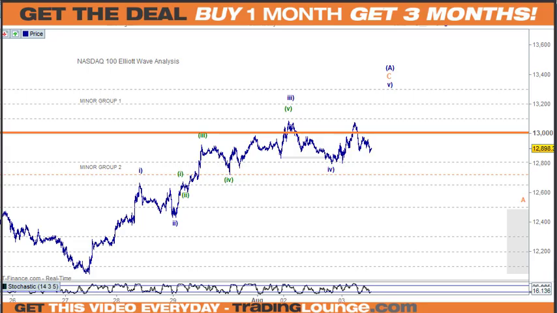Welcome to Trading Lounge and the daily US stocks for August 3rd. Just a quick look at the NASDAQ to get our bearings. It's been a bit of a rough journey last session, night for some, day for some.